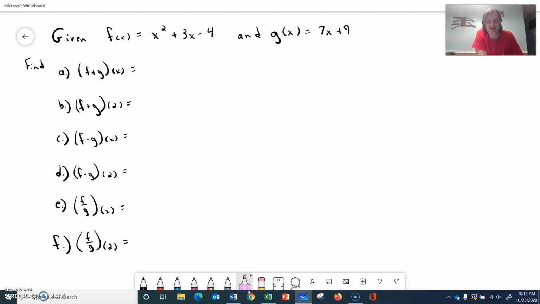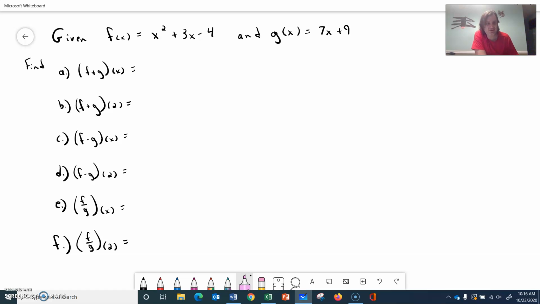Hey, Mr. Albert here, and we've got two functions. f of x equals x squared plus 3x minus 4, and g of x equals 7x plus 9. And we're going to use these for our practice problems for combining functions.